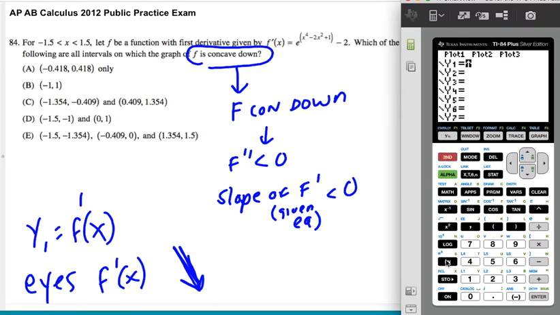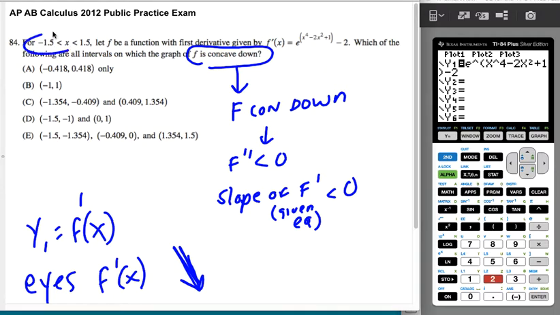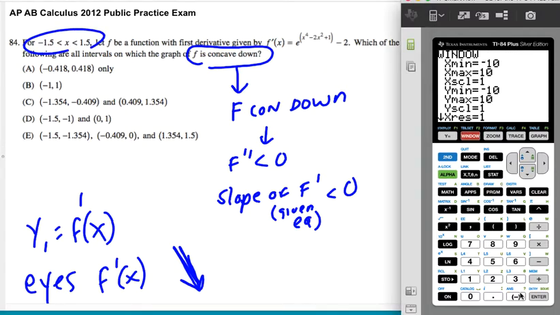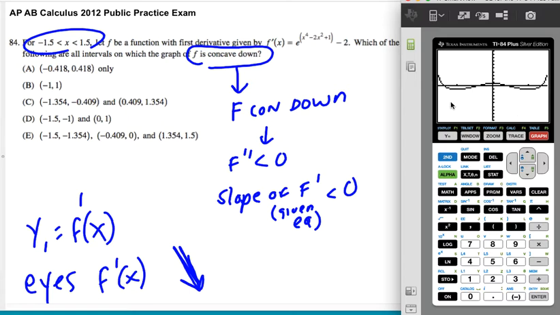So I'm going to do e to the, and then I've got in here an x to the fourth, minus a 2x squared plus a 1. Close my parenthesis for the exponent, and then the whole thing is subtracting a 2. Now I'm going to go ahead and change the window because I do have a very specific window here, and I want to stick with that window. So I'm going to change my x to be negative 1.5 to 1.5, and I'm going to go ahead and graph. So this is the graph I'm looking at.